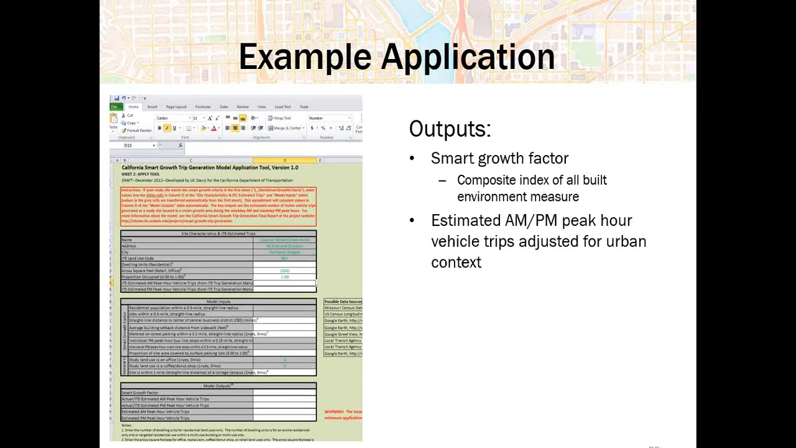The toolkit also provides some simple outputs. It does all the work for you. It runs the model for you. And the main output that you get is an adjusted, estimated AM and PM peak hour vehicle trips, which are adjusted for urban context.